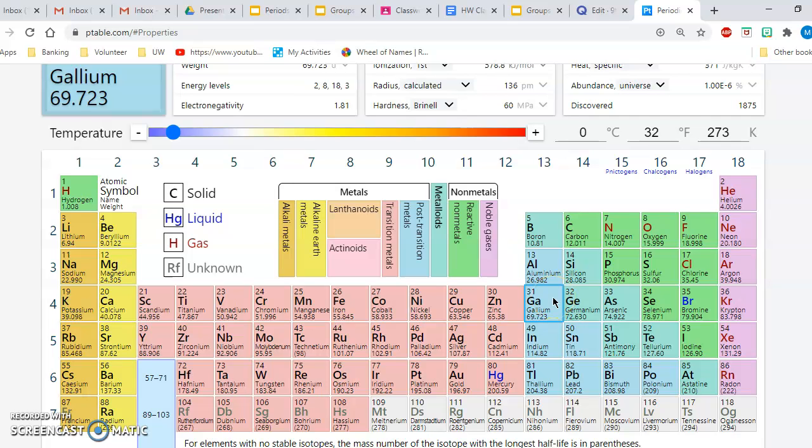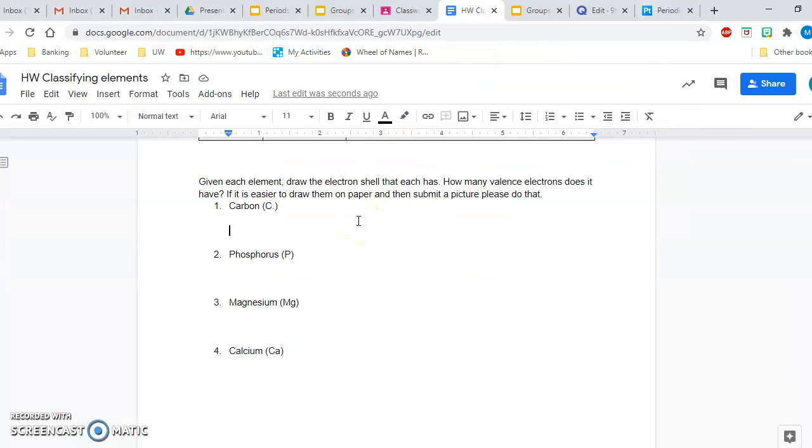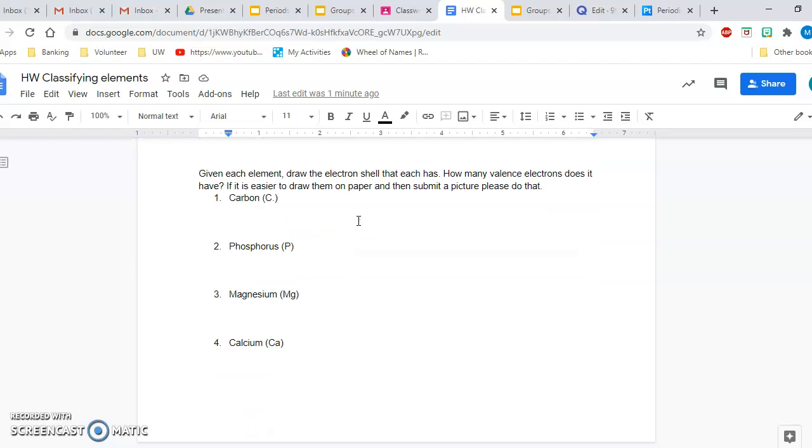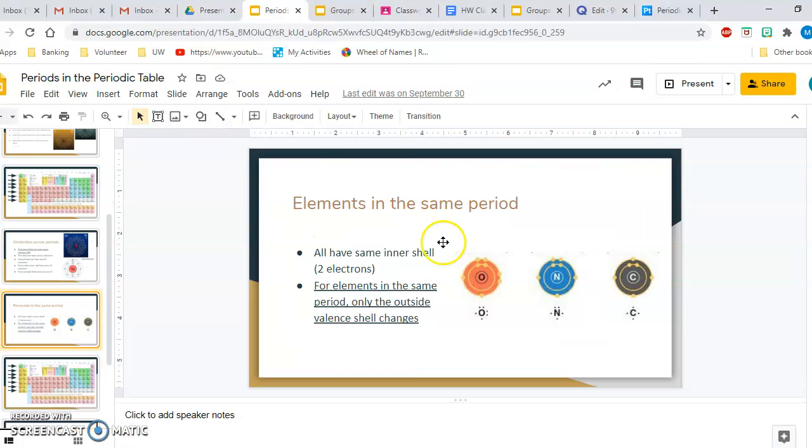For example, what I would want you to draw, and I asked you to draw this on a piece of paper because I think it would be easier than drawing it on the computer, and then just submit that picture along with this part, is to draw them out. For example, carbon would have 2 electrons in its first shell, and then 1, 2, 3, 4 electrons in its second shell. So carbon would look like this. We would have 2 electrons and then 4 electrons.